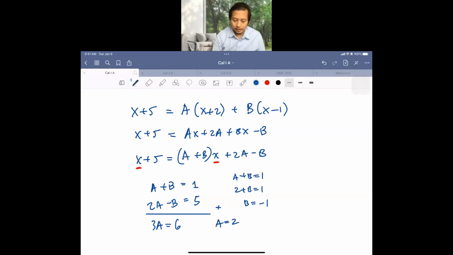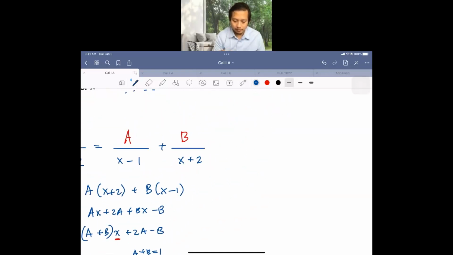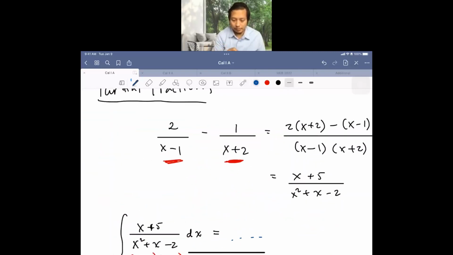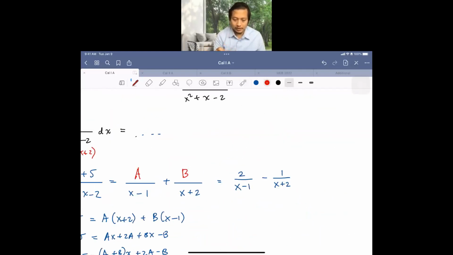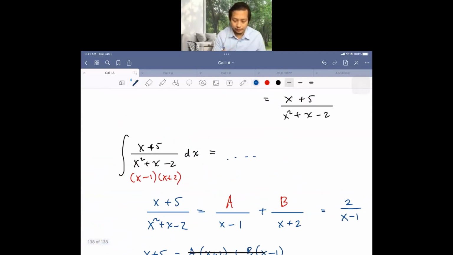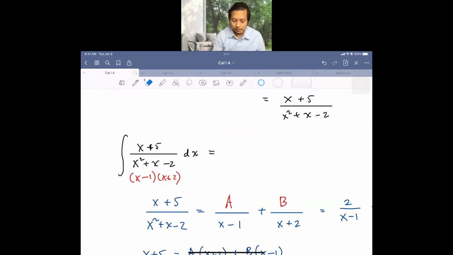So we could write this as 2 over x minus 1, and then minus 1 over x plus 2, like that. And this is the same as what we did at the beginning, right? Okay. So by doing this, we can write the integral from the question as the integral of 2 over x minus 1 dx minus the integral of 1 over x plus 2 dx.